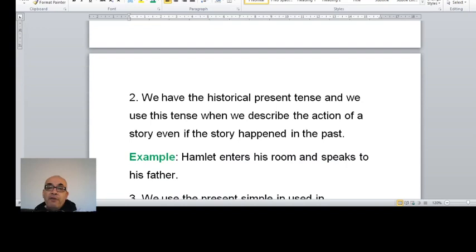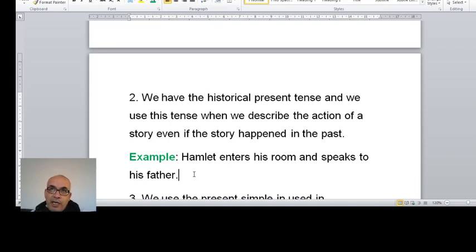Now, we have the historical present. What's this historical present? We use this tense when we describe the action of a story, even if the story happened in the past. Example, Hamlet enters his room and speaks to his father. So maybe here you are speaking about Hamlet and this is a story. You can use the past simple tense, it's not wrong, but we have the historical present and many people like it, especially in their writing or at the university.